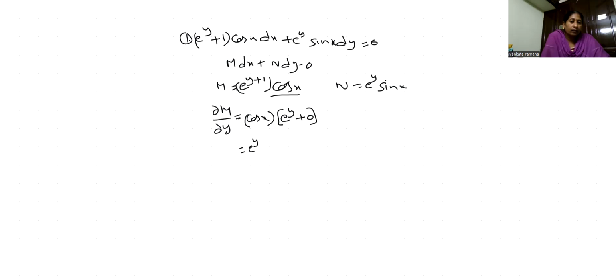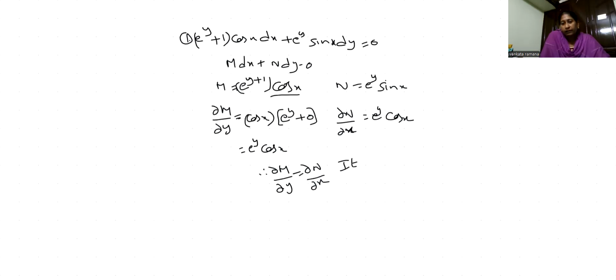Then we calculate ∂N/∂x in the same manner, that is, the partial derivative with respect to x, keeping y as a constant. The derivative of sin x is cos x, so we get e^y cos x. Finally, ∂M/∂y is equal to ∂N/∂x, so we can say that it is an exact differential equation. For an exact differential equation, we need to find the solution.